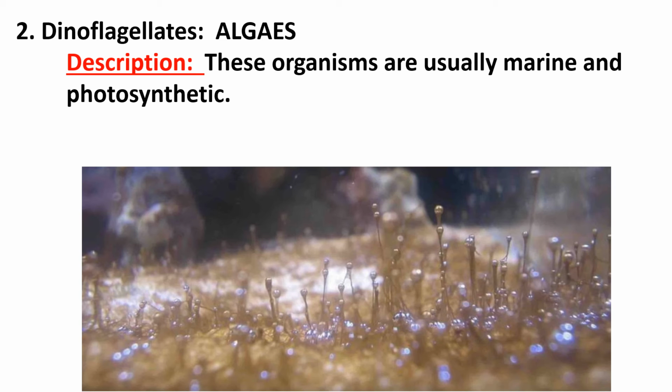These are algae, and their description is that these organisms are usually marine and photosynthetic. So again, these guys are going to be making some of our oxygen. They're going to be making their own food, and they're going to live in the water. And marine generally refers to salt water, not fresh water. I love this up close picture. You can see how intricate this algae is, and it's really quite beautiful, but when you see it from far away, you think, oh, gross, algae. All right, go ahead and pause the video right now and add in number 2, dinoflagellates, and their description.